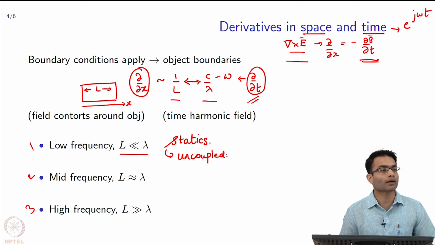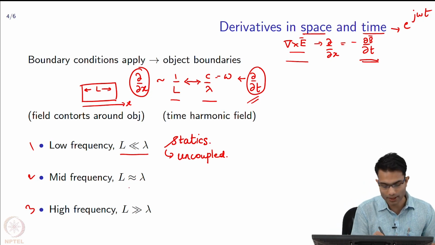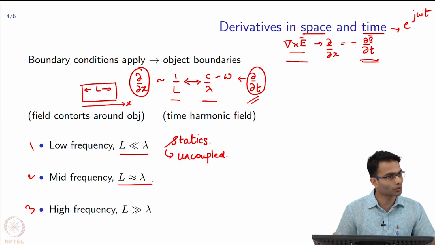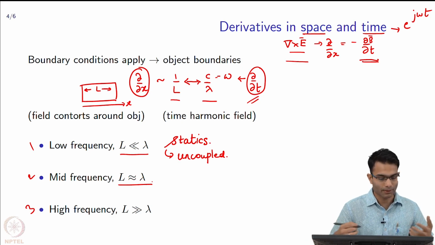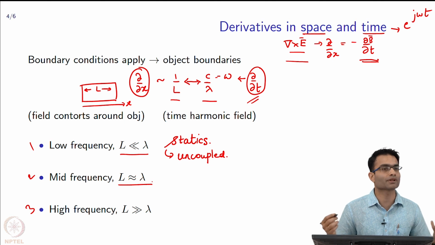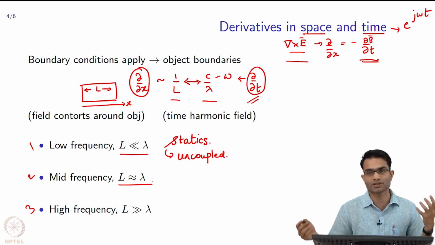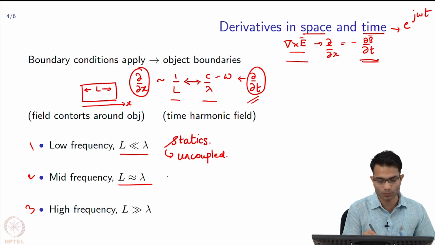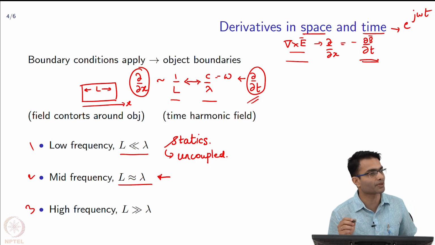Alright, then comes the case obviously where these two derivative terms are comparable. That is what is called the mid frequency. In this mid frequency range there is no escape, I have to use both the space derivative and the time derivative. You can imagine that statics would have been easier because there is one term less. Mid frequency is the most difficult situation to handle because I have to take care of both these derivatives. And this course will be focused mostly on the difficult part, which is the mid frequency range.